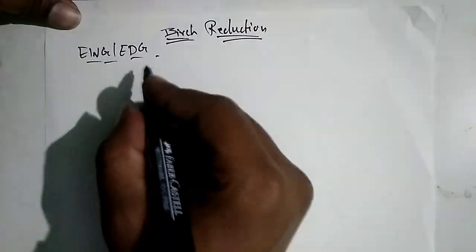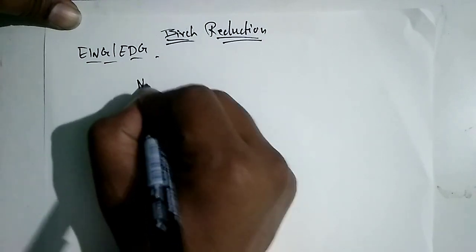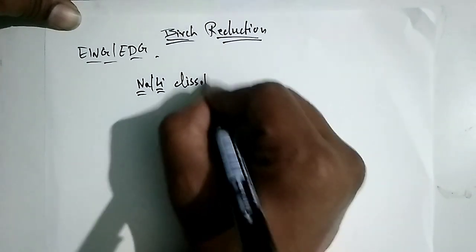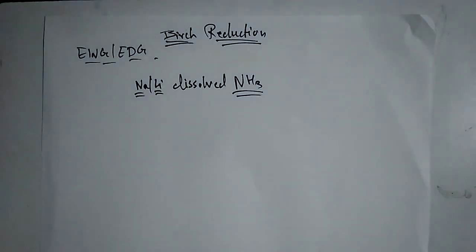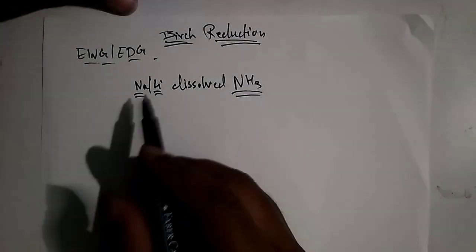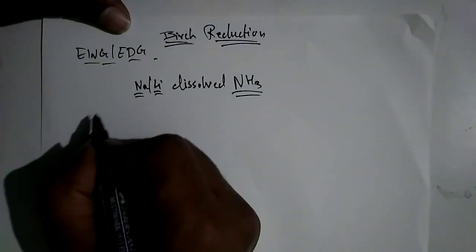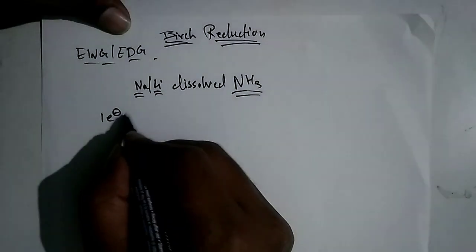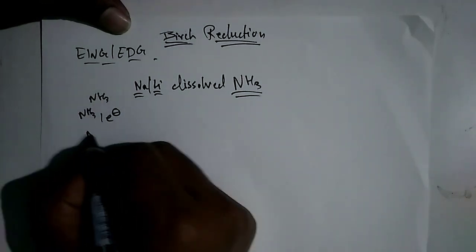Before directly going to the reaction, we will see some reagents which are used in Birch reduction. Basically, alkali metals like sodium or lithium are dissolved in liquid ammonia. This is the basic solution used for the Birch reduction. We know alkali metals like sodium and lithium have a single electron in their valence shell, and they lose these electrons in the solution, and these electrons get surrounded by the ammonia molecules. This is the theory about Birch reduction.